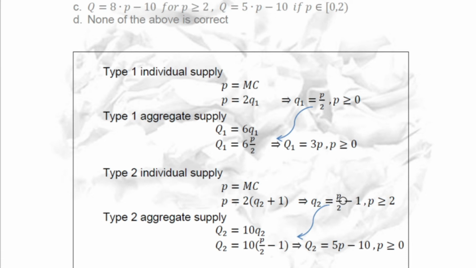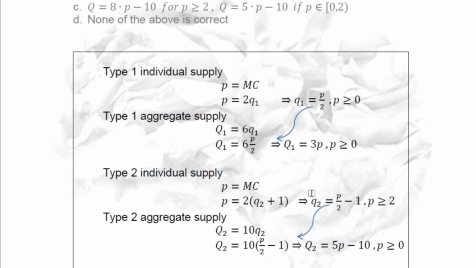We have to find the intersection point with the vertical axis, the P axis, and for that we equalize Q to 0. We find that P equal to 2 is that intersection point, so the type 2 firms will not produce for prices lower than 2 because the quantity would be negative. So, type 2 aggregate supply.